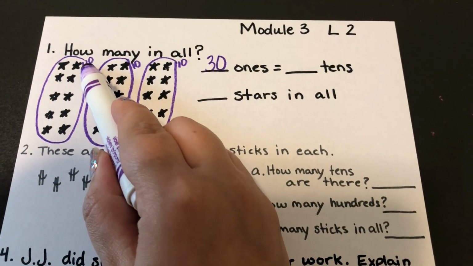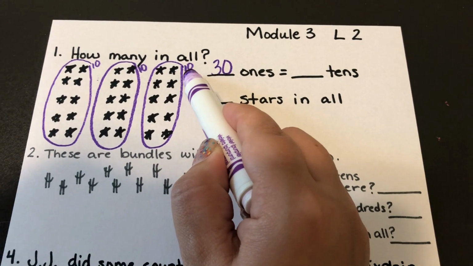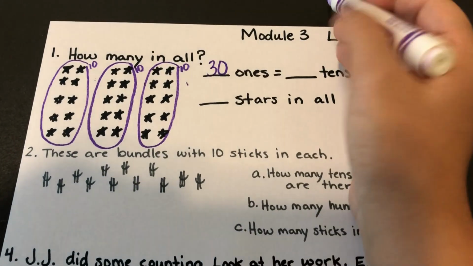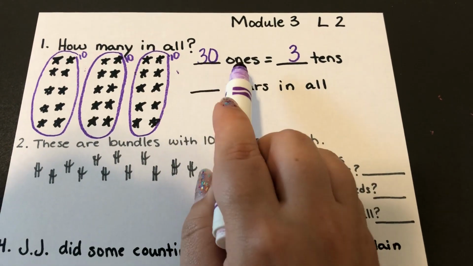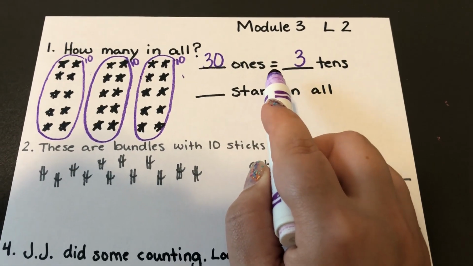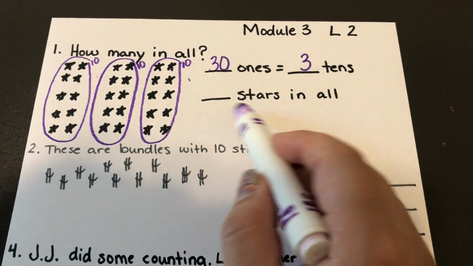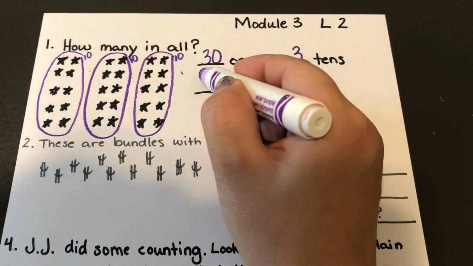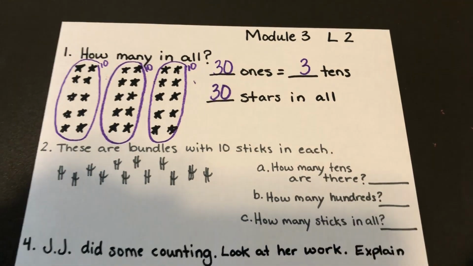And then it says equals how many tens? Well, here's 1 ten. This would make 2 tens. This would make 3 tens. So I know that 30 ones is the same thing as 3 tens. It's just a different way of saying it. So how many stars are there in all? There are 30 stars in all.